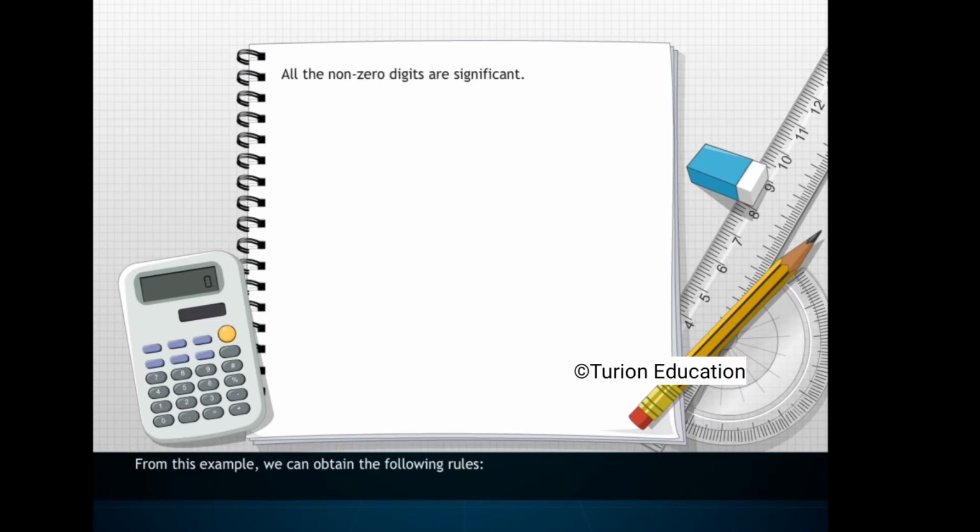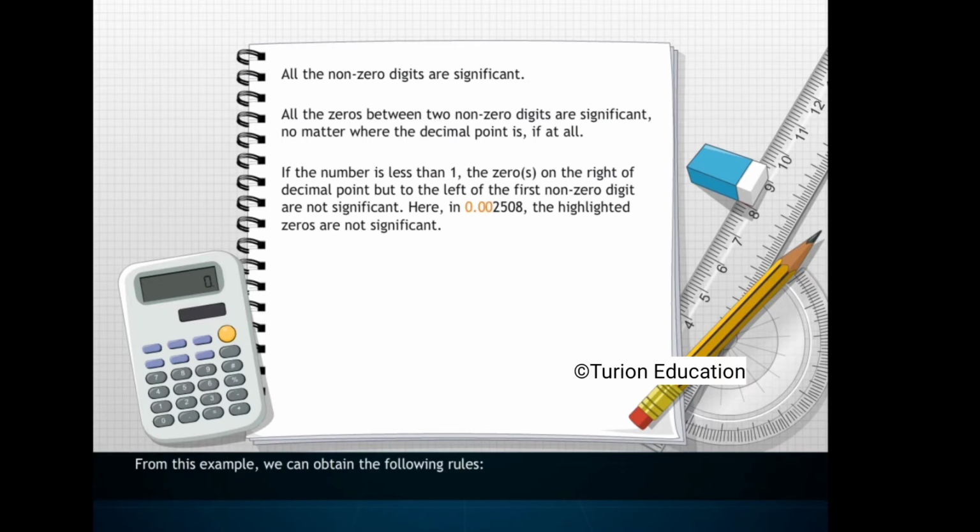All the non-zero digits are significant. All the zeros between two non-zero digits are significant no matter where the decimal point is, if at all. If the number is less than 1, the 0 or zeros on the right of the decimal point but to the left of the first non-zero digit are not significant. Here, in 0.002508, the highlighted zeros are not significant.